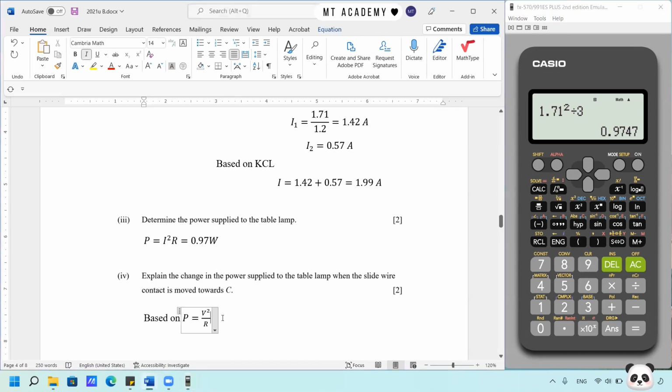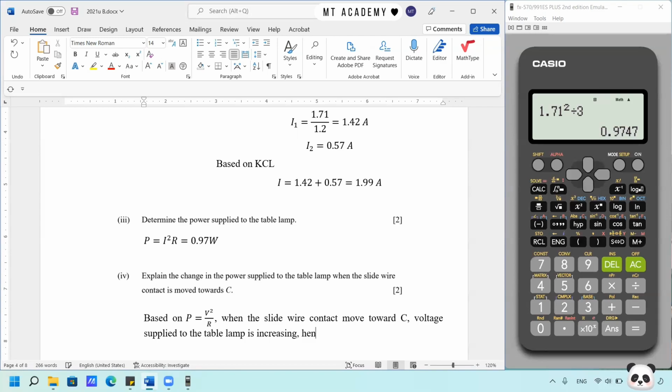Here, it is very straightforward, we just mention the voltage. So when the slide wire contact moves towards C, the voltage supplied to the table lamp is increasing. So the power, and hence the power supplied, is also increasing. So this is a simple and straightforward explanation to this question, 2 marks.